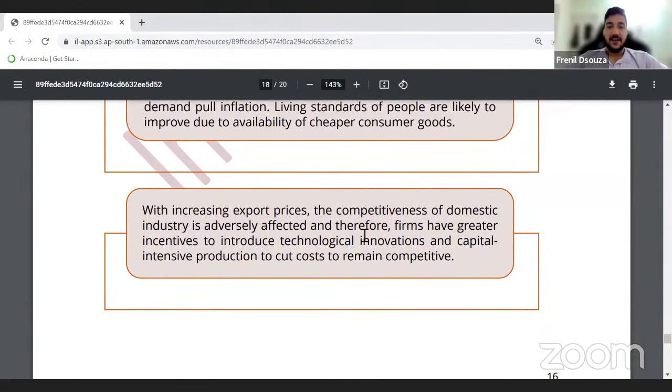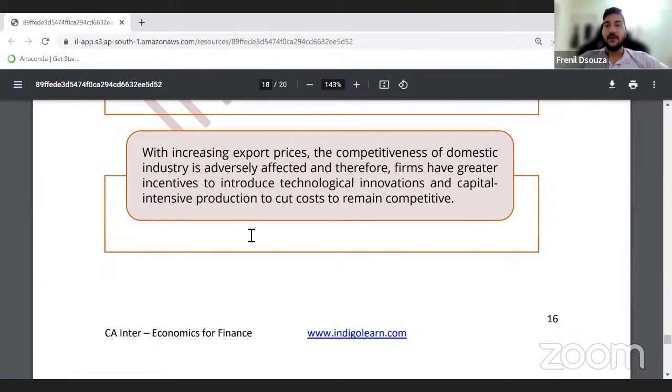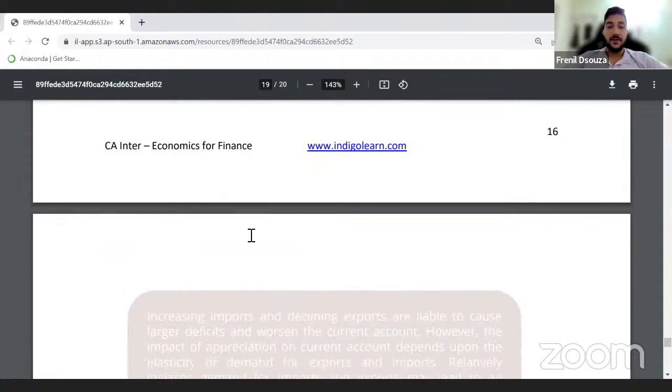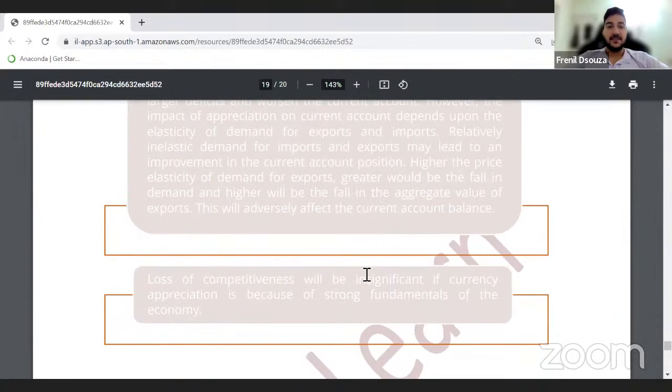Yes. With increasing export prices, the competitiveness of domestic industry is adversely affected. Okay. Because if export prices increase beyond a particular level, then the demand for your product in the international market will go down. Right. Next, increasing imports and declining exports are liable to cause larger deficits and worsen the current account. However, the impact of appreciation on the current account depends upon the elasticity of demand for exports and imports. Okay, so you have to check the elasticity also.